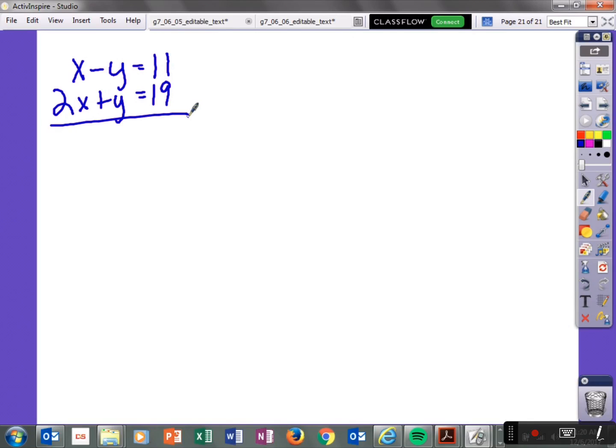Yeah, this one's easy because in the beginning, we have something that crosses out, don't we? In the beginning we've got negative y and positive y. They're going to eliminate. So you're left with 2x equals 30. Nope, this is 3x. Right, so 3x. So remember, 1x plus 2x is 3x. 11 plus 19 is 30.